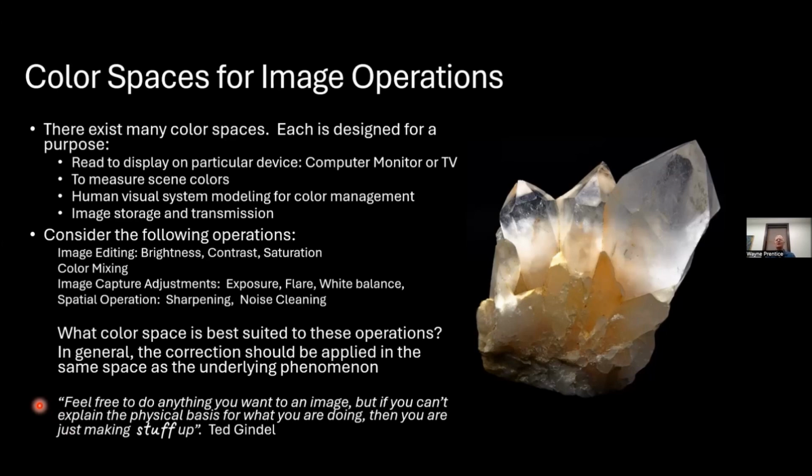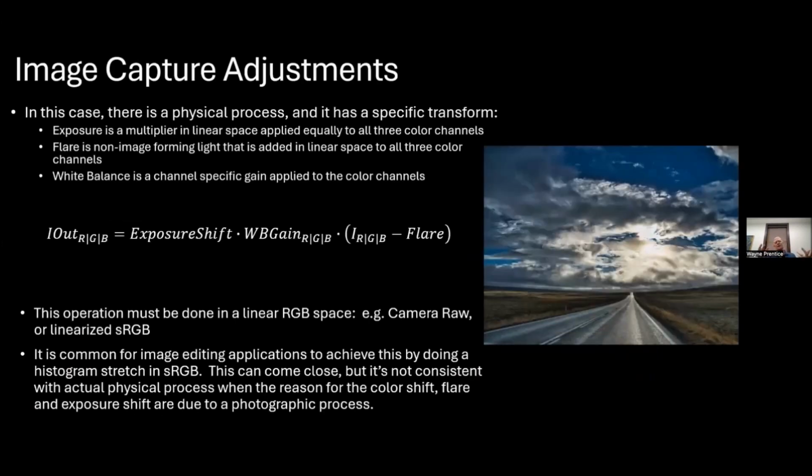So the point is, you can take any color space and you can do any kind of operation. It will change the look of the image. But if you're trying to do something very specific, let's give an example: an exposure shift, a flare adjustment, and a white balance gain. Mathematically, they're a linear space transform, and a flare is a subtract from an image. A white balance is a channel specific gain, and an exposure shift is a non-channel specific gain. Okay, so this is the physics, and the math says this is how you apply these transforms.